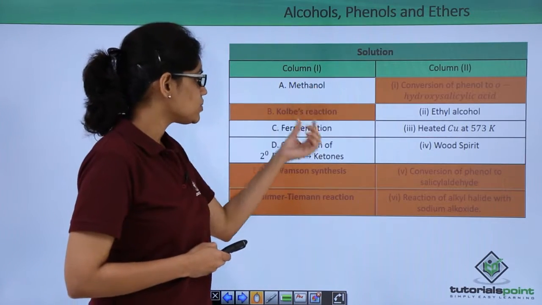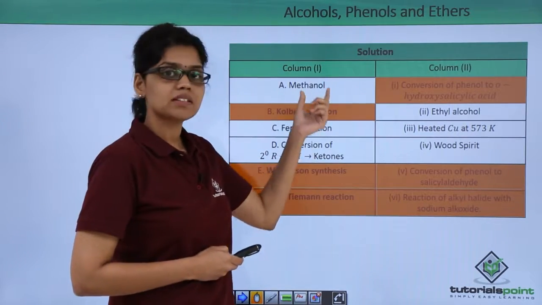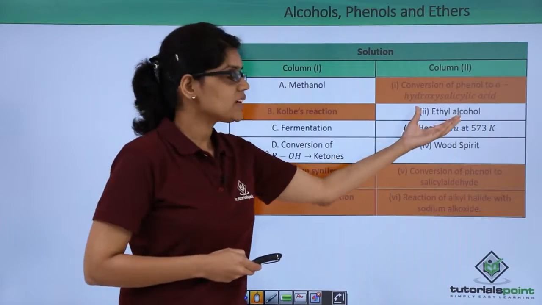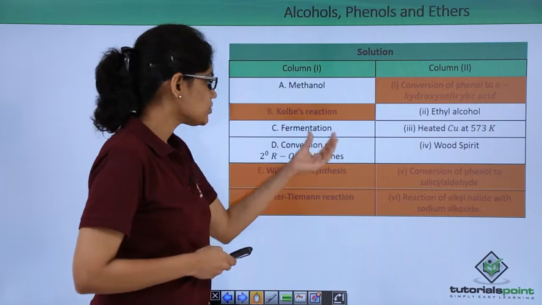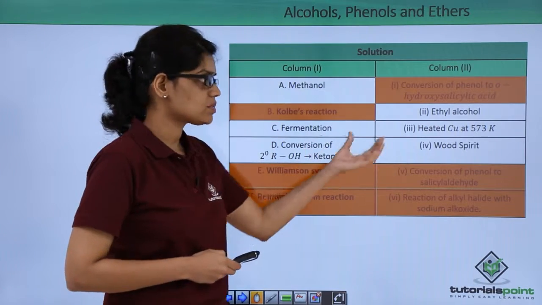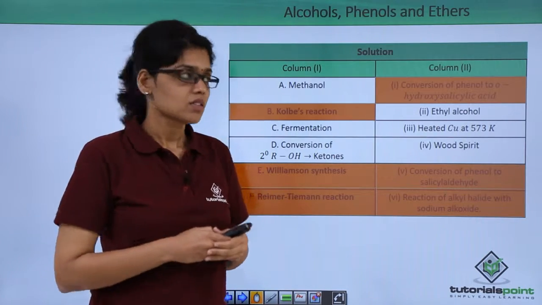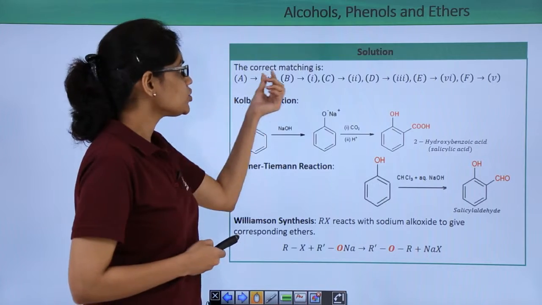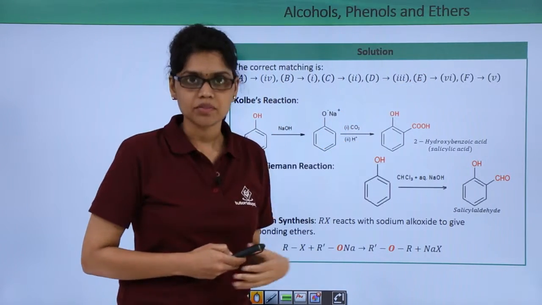We have methanol, fermentation and conversion of a secondary alcohol to ketone. And we know that methanol was previously also called wood spirit. And ethyl alcohol is the alcohol obtained by fermentation. You can easily see that conversion of a secondary alcohol to ketone takes place in the presence of heated copper at 573 kelvins. So now we can see that it is very easy to obtain this correct matching, which is A to 4, B to 1, C to 2, D to 3, E to 6 and F to 5.